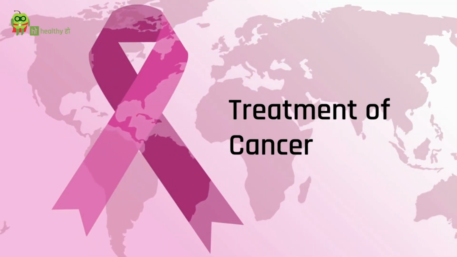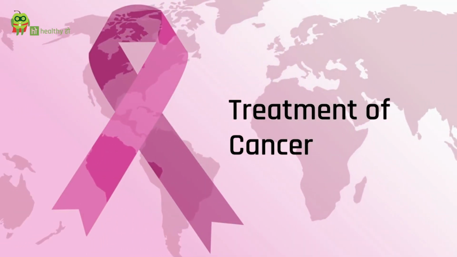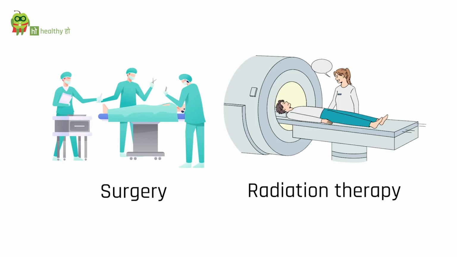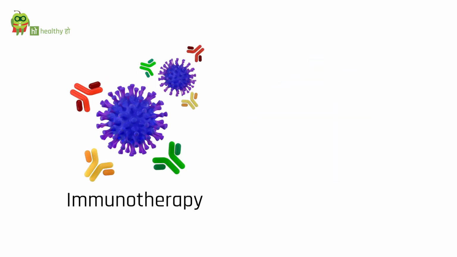Now next we come to, if at all we are detected with cancer, what do we do? So for all women, breast cancer, cervical cancer, ovary cancer, colorectal cancer, surgery and radiation do constitute a large chunk of the treatment. Which one you need, the doctor will definitely tell you, which depends on the biology of your disease and also on the stage of your disease. So surgery, radiation, other than that you have systemic treatments which are chemotherapy, targeted therapy, immunotherapy, hormone therapy. So there are many treatments which are available for almost all cancers.